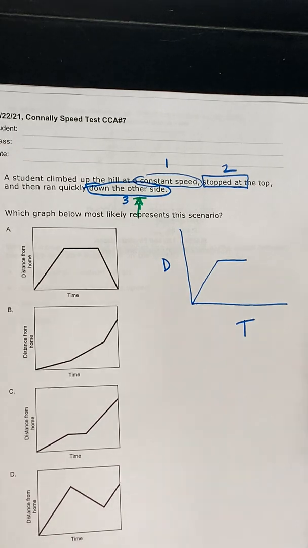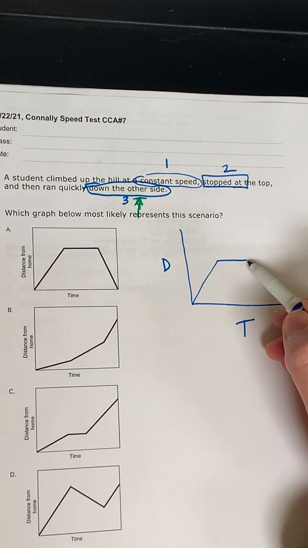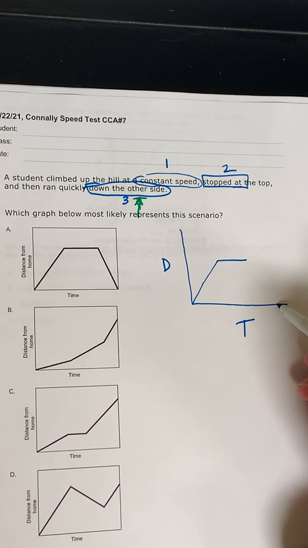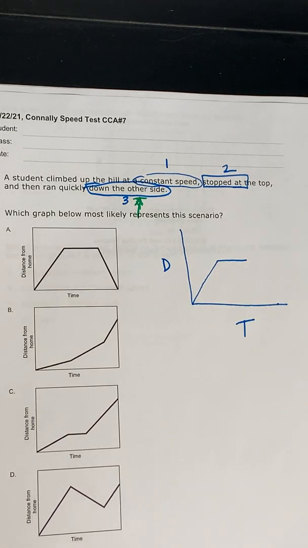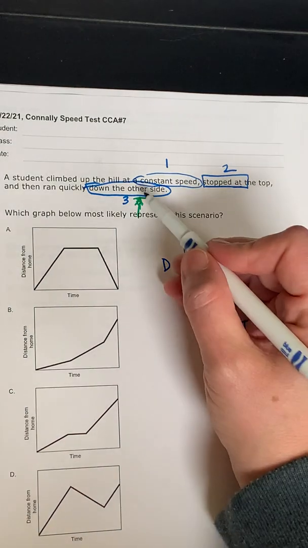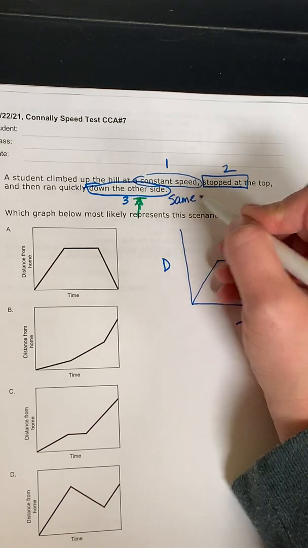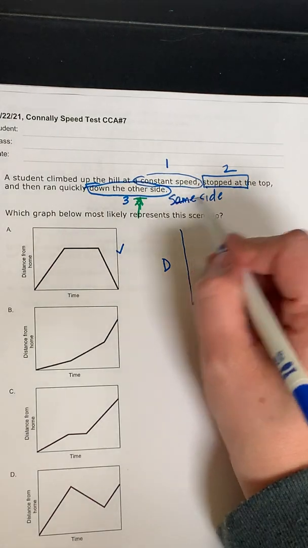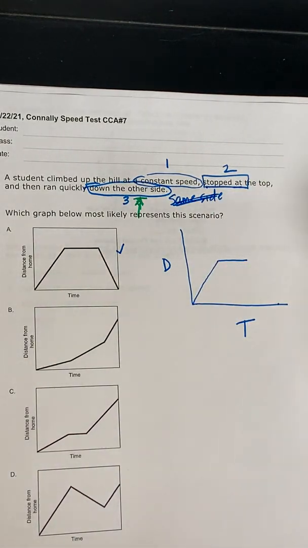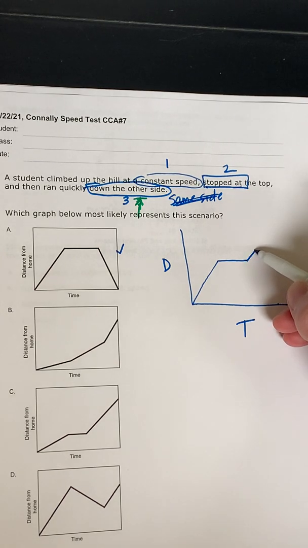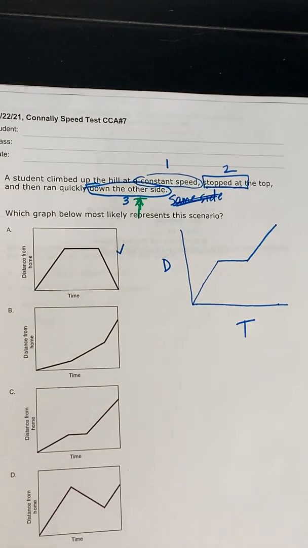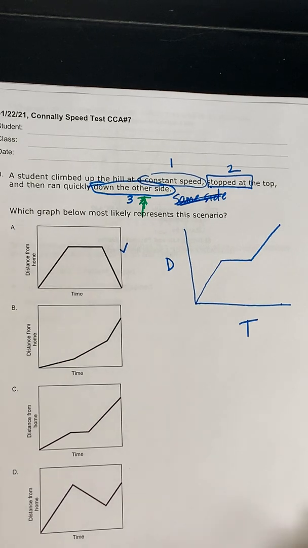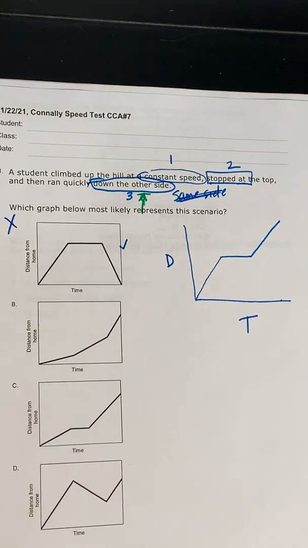A lot of students picked graph A and said that he ran down the other side, so he came back to his starting point. But when you're running down the other side of the hill, he is not coming back to where he started. If it said ran down the same side, then A would have been the answer. But it doesn't. He ran down the other side. He didn't come back to where he started. He kept going, which means he is still moving away from his starting point. So A is not the right answer.